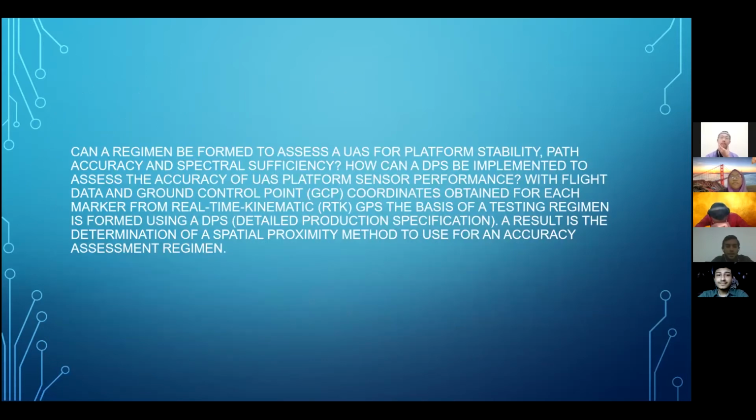Now, can a regimen be formed to assess a UAS for platform stability, path accuracy, and spectral sufficiency? How can a DPS be implemented to assess the accuracy of UAS platform sensor performance? With flight data and ground control point coordinates obtained for each marker from real-time kinematic GPS, the basis of a testing regimen is formed using a DPS. A result is the definition of a spatial proximity method to use for an accuracy assessment regimen. Next.